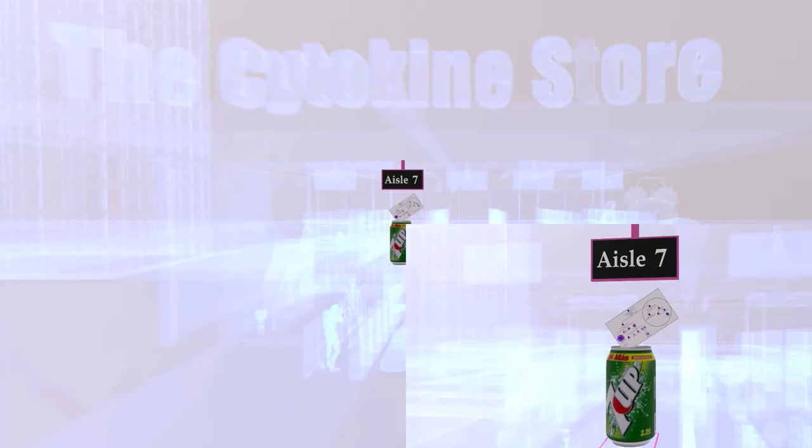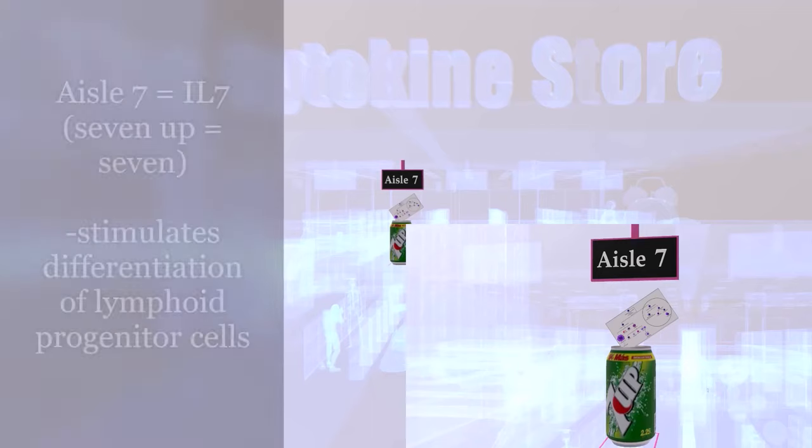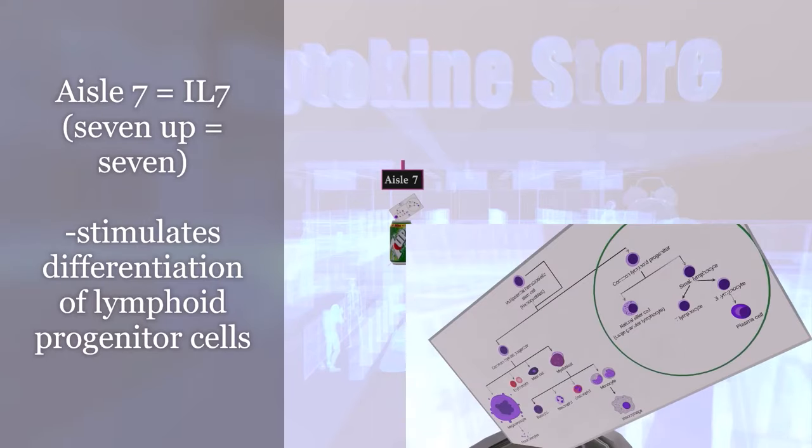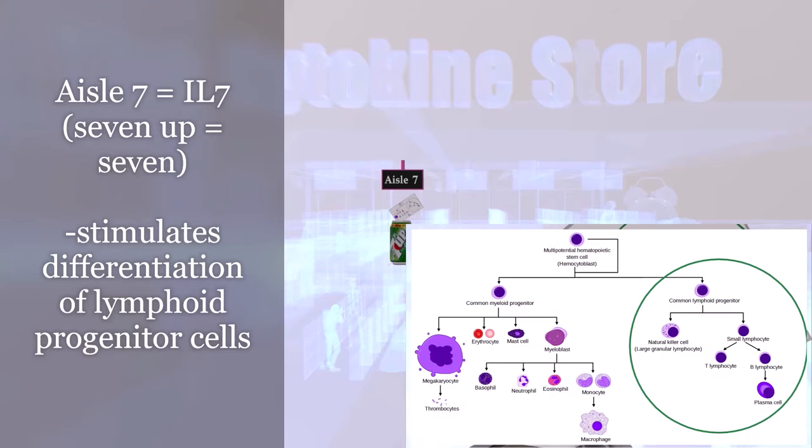In IL-7, I found the 7-Up can. 7-Up for 7. This reminded me I was in IL-7. And stuck inside the top of the 7-Up can was this poster over here, showing stem cell differentiation along both the myeloid and the lymphoid pathways. And the lymphoid side was circled, which reminded me that IL-7 is responsible for stimulating lymphoid progenitor cells into mature lymphocytes. Now I was ready to go to IL-8.